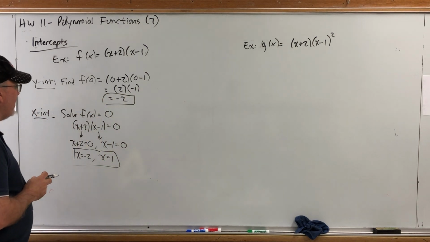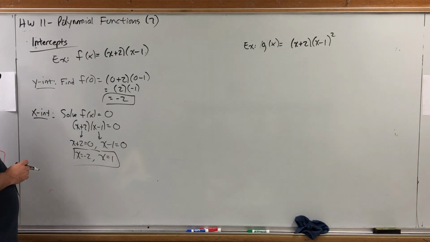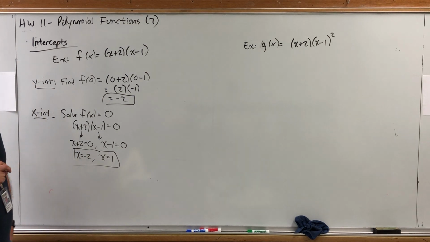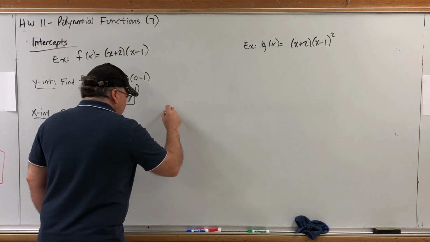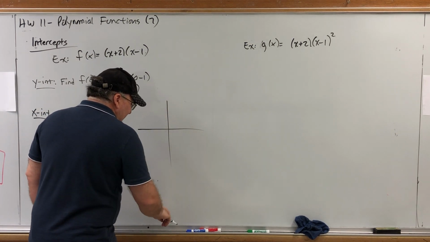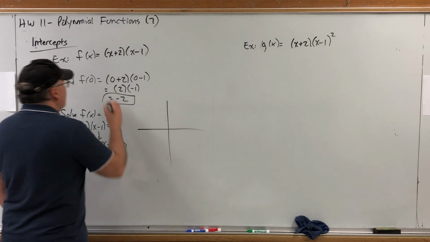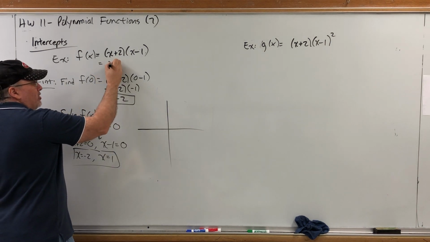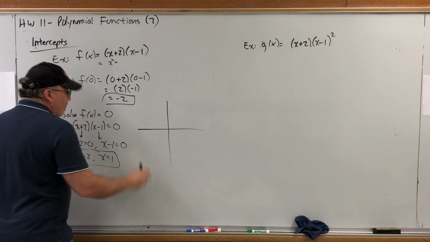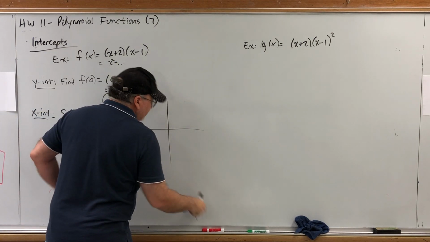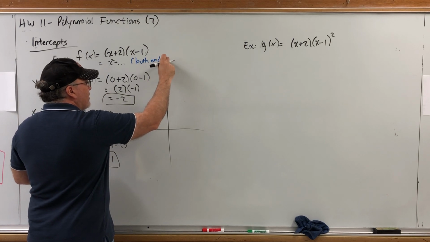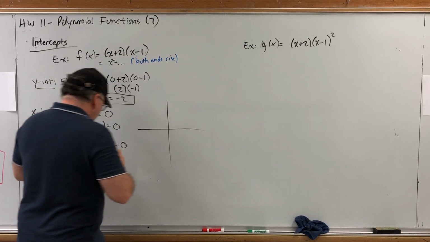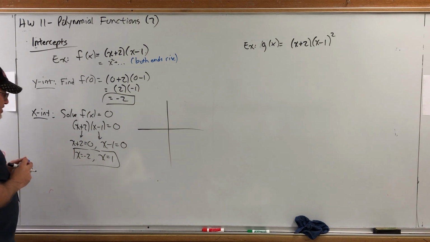So what would this graph look like? Some of you might be thinking, I could just FOIL that out and it's a parabola, and you would be correct. So we could just take advantage of that. Now, we didn't analyze end behavior, but if we were to FOIL this out, it would start with x squared, which means that both ends rise. So we could draw a pretty quick sketch of this.